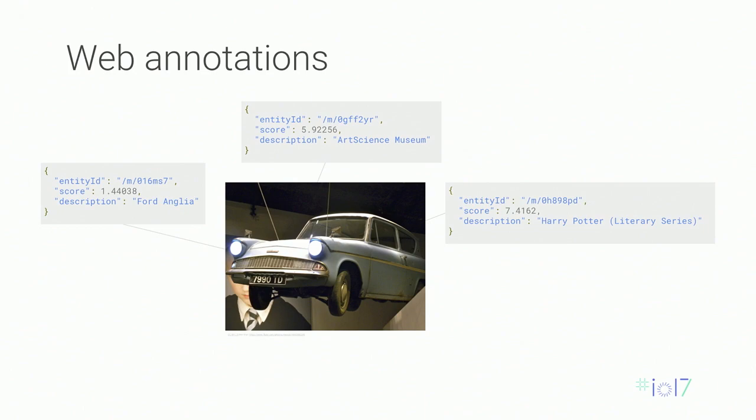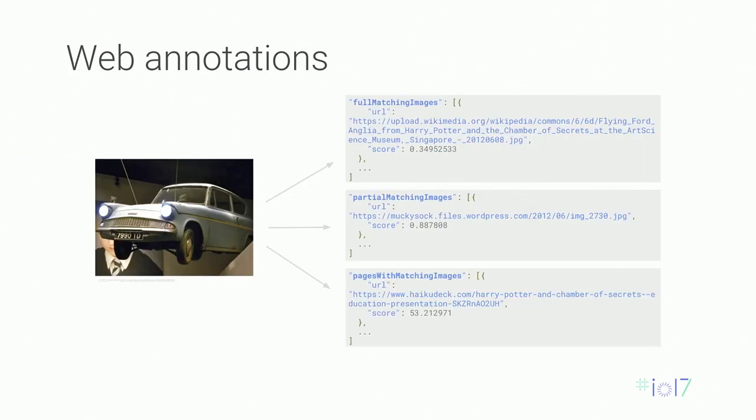We also get some other things from the web annotations endpoint, one of which is full matching images. So this will tell us all of the URLs across the web where this exact same image exists. So this is useful if you want to do any sort of copyright detection. If you've got users uploading an image and you want to say, OK, has this image already been published on another site? You can use full matching images to get all those URLs.